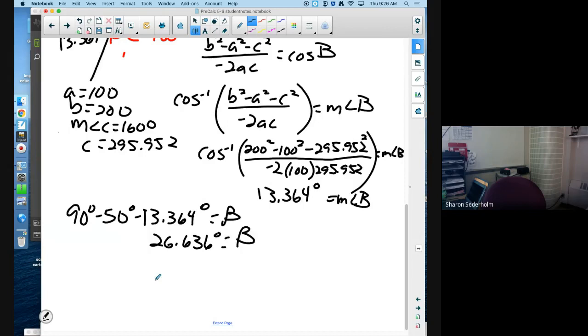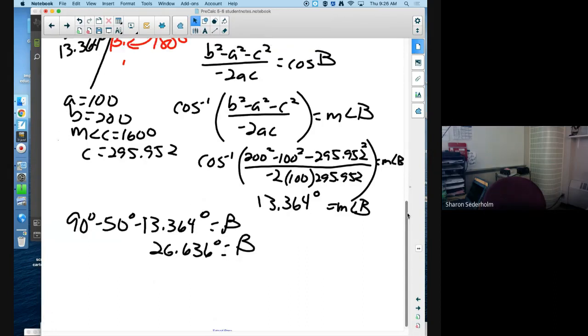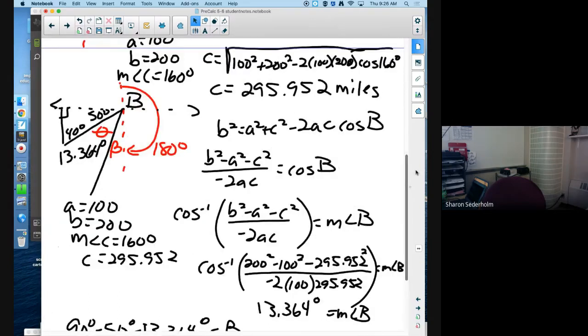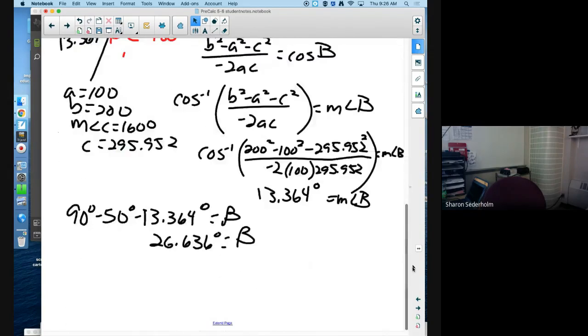Whew. Almost done. Because now we know what beta is. But remember, we had to go from due north. So we need 180 plus our little beta piece.